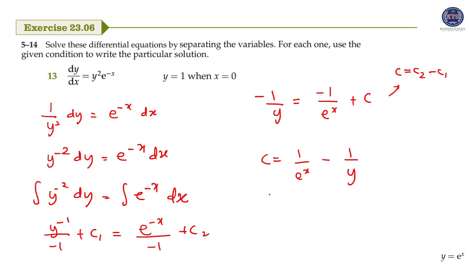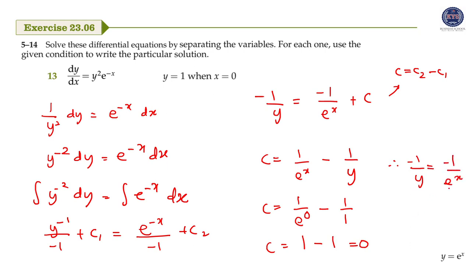Substitute the variables with the values given, y equals 1, x equals 0, so c equals 1 over e to the power 0 minus 1 over 1. Any number to the power 0 is 1, so 1 over 1 is 1, and 1 over 1 is 1, so c equals 0. So the final answer would be negative 1 over y equals negative 1 over e to the x. Since the top is the same, therefore the final answer will be y equals e to the power of x.